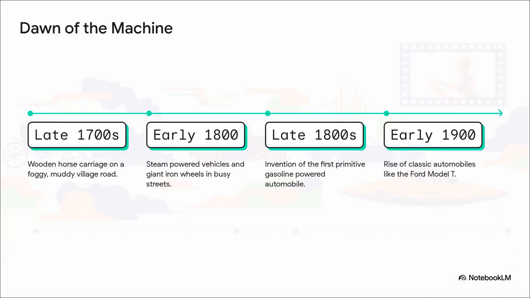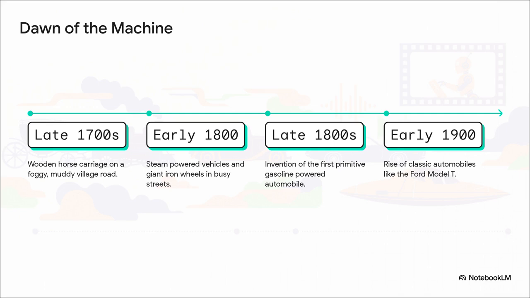We actually kick off this journey back in the late 1700s. The source text sets up this perfect scene, just a simple wooden horse carriage on a muddy village road at sunset, with this beautiful rising orchestral music. You can almost feel the dust in the air, right?